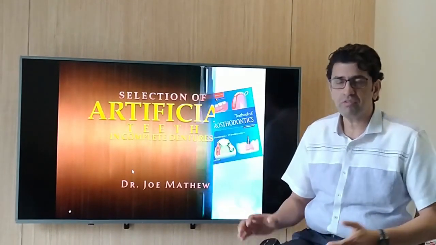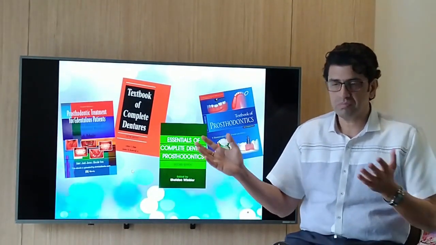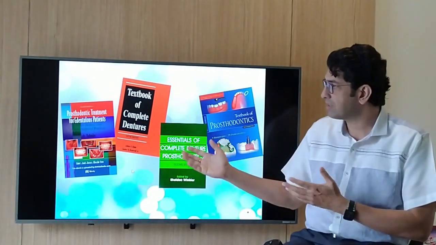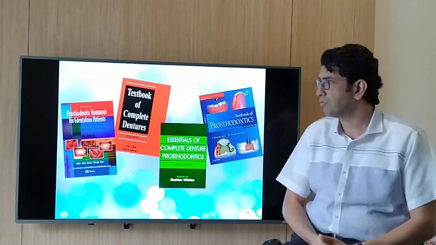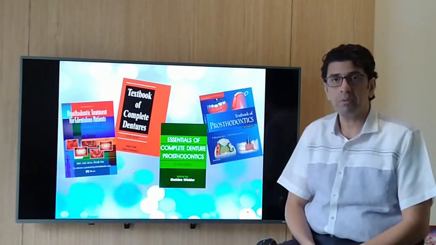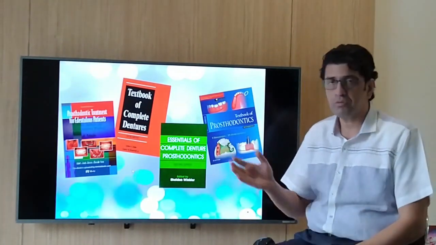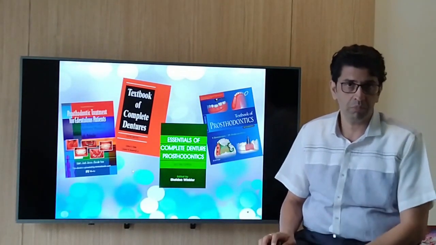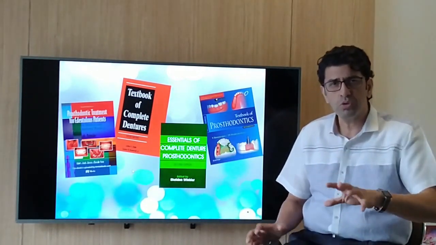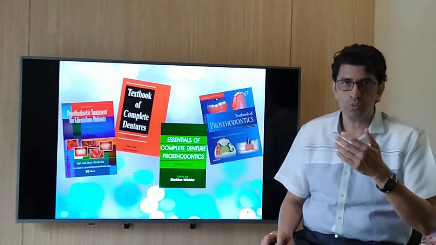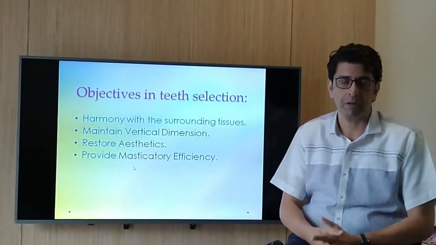So like I told you before, I've taken different textbooks: Prosthodontic Treatment for Edentulous Patients, 12th edition by Zarb and Bolender, Textbook of Complete Dentures by Dr. Charles Hartwell, Essentials of Complete Dentures by Dr. Sheldon Winkler, and of course, Textbook of Prosthodontics by Dr. Rangarajan and Padmanabhan. So these are the books I've referred to, taken points from, and certain other books as well. But I'm just going to quickly go through the topic.